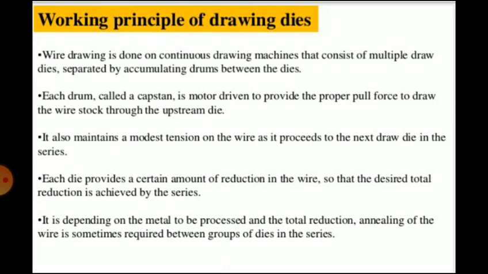Each die provides a certain amount of reduction in the wire so that the desired total reduction is achieved by the series. It depends on the metal to be processed and the total reduction. Annealing of the wire is sometimes required between the groups of dies in the series.